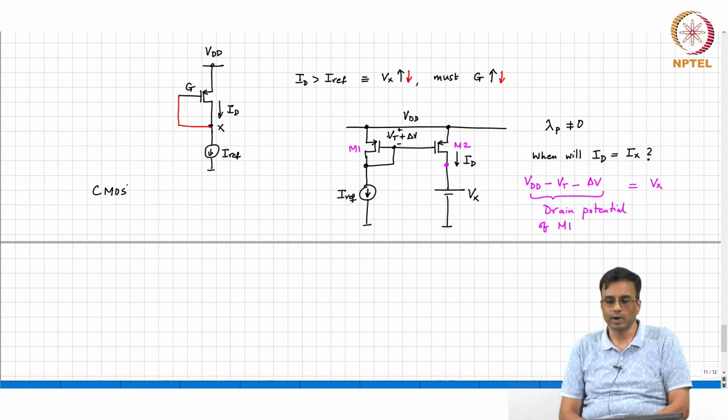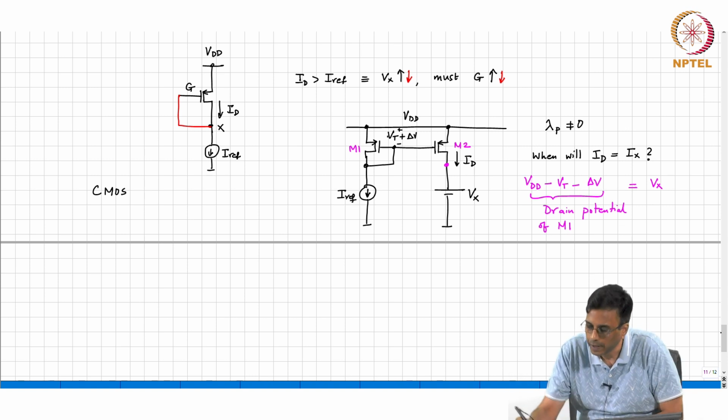And the reason why the complementary nature of devices helps a lot is because you can do things with NMOS and PMOS transistors together, which you could not do with a single kind of transistor alone.